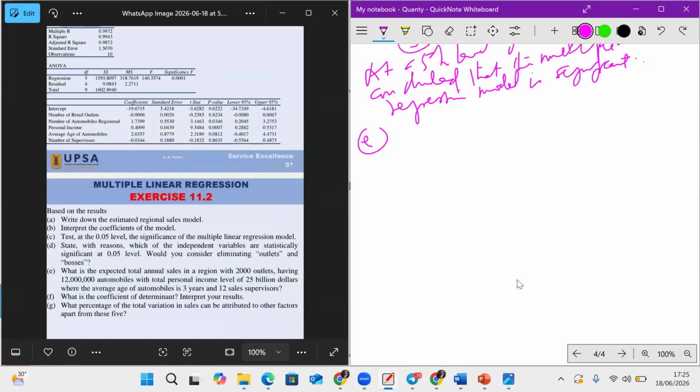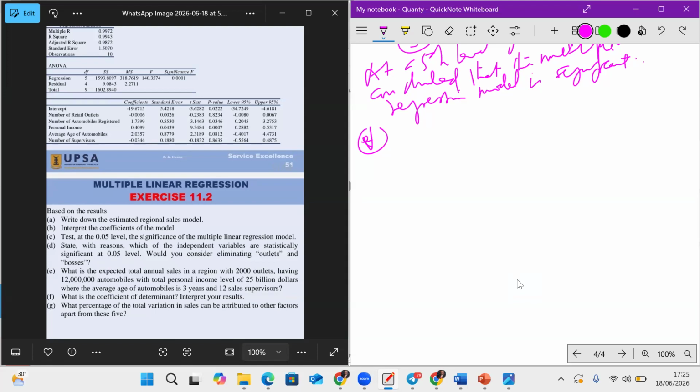It says, no, sorry, D. I want to finish on time. State with reasons which of the independent variables are statistically significant at 0.05. Would you consider eliminating outlets and bosses? The bosses are the supervisors, I guess. So it says state the reasons which of the independent variables; you don't include the intercept. Intercept is not an independent variable, it's a constant, so you don't include it.